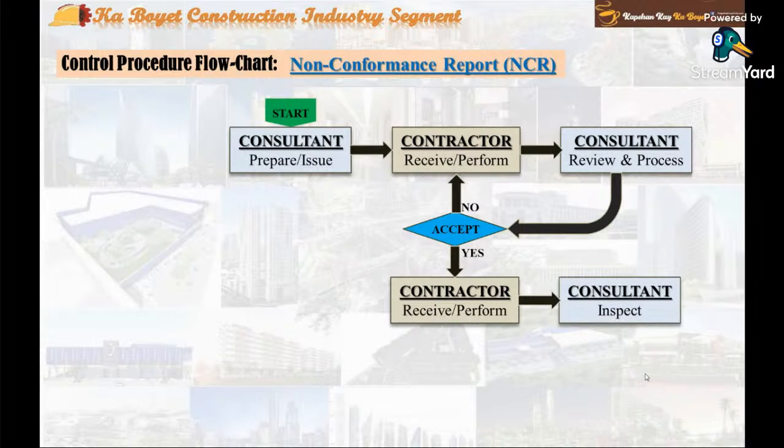The consultant then conducts the inspection and records the result on the IR form and distributes the form to the contractor and a copy to the project architect engineer. The output is an IR with the corresponding action code.